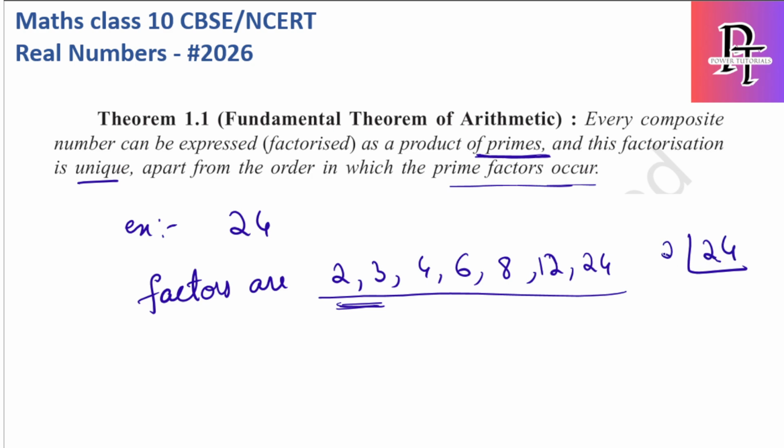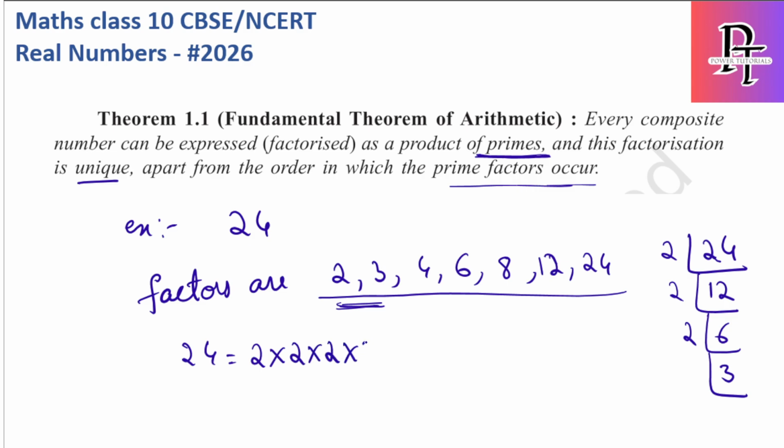If I say 2 table, it can be divided, so 2 12s are 24. Again check with which table, 2 table I can divide it, 2 6s are 12, again 2 3s are 6, again 3 is a prime number, so it cannot be divided, so it is 2 into 2 into 2 into 3. So now I can write 24 as 2 into 2 into 2 into 3, or I can also say this is equal to 2 cube into 3. So this is the product of prime factors of 24.